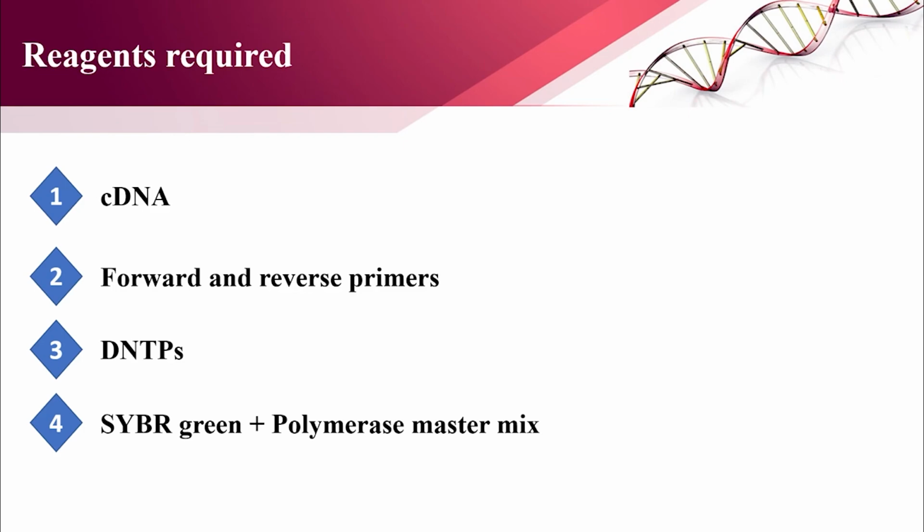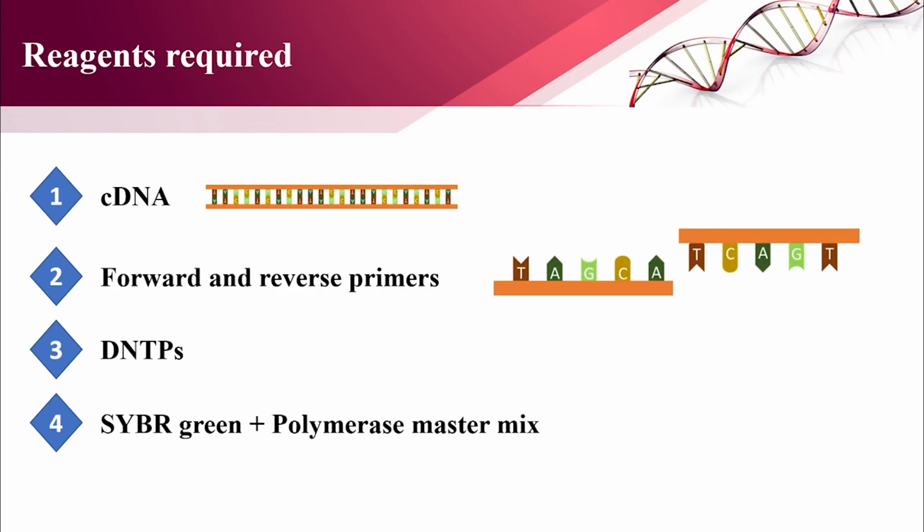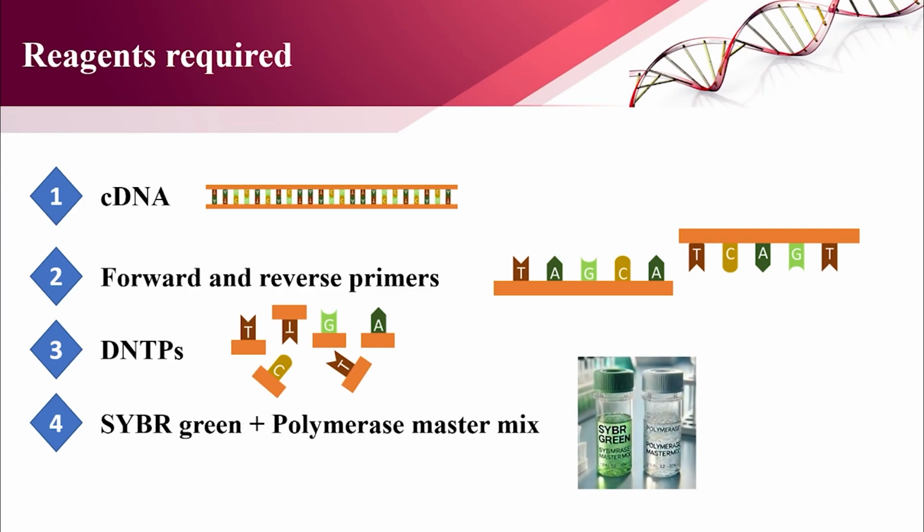The essential reagents you will need include DNA or cDNA. For some PCR we need DNA, for some RNA, but in qPCR we need the cDNA. The second one is the forward and reverse primer of the specific genes. We need this one. And the third one is the dNTPs. We need the dNTPs for the amplification process. The fourth one is the SYBR Green and polymerase master mix. These are the reagents required for qPCR.